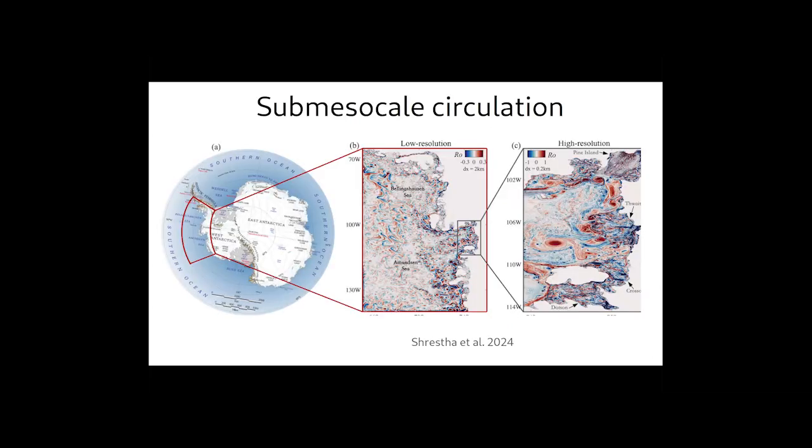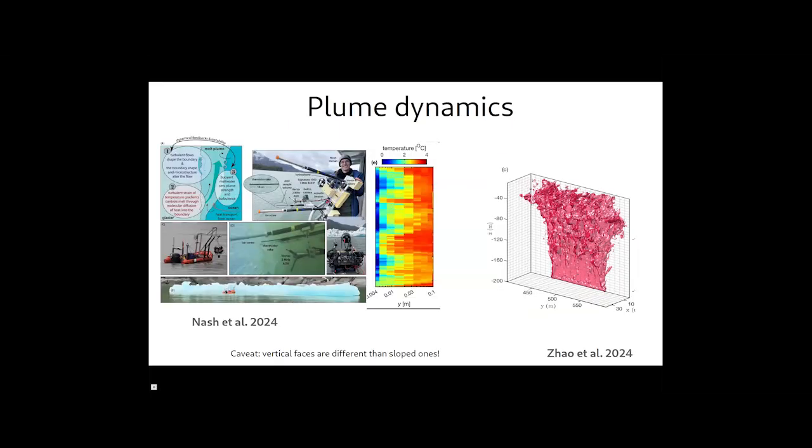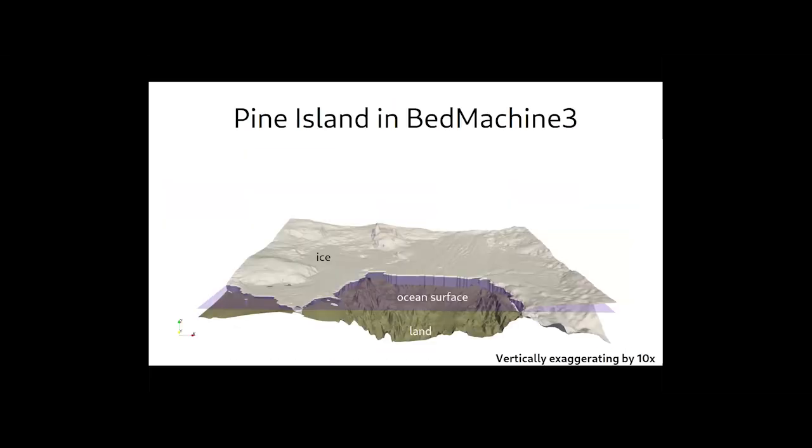There's a vigorous submesoscale circulation. This is a wonderful paper from 2024 with a downscaled simulation of the Amundsen, down to 200 meters, and there's a ton of variability. As you go to even finer resolutions and start to think about plume dynamics, there's more and more variability. These really complicated dynamics are happening in really complicated geometries.